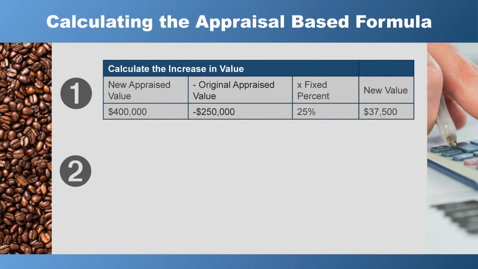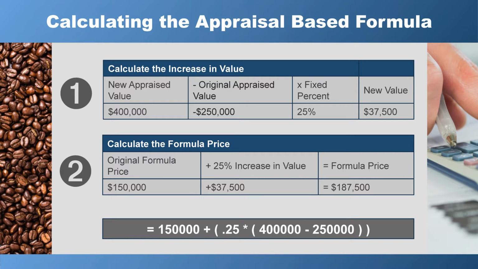Next, we calculate 25% of the increase in value, so we take our new appraised value of $400,000 and we subtract our original appraised value of $250,000 and then multiply that by 25%, which equals $37,500. And finally, we calculate our formula price by simply adding the $37,500 to the original affordable price of $150,000. This results in a formula price of $187,500 and is the maximum price for which our homeowner can sell their home.